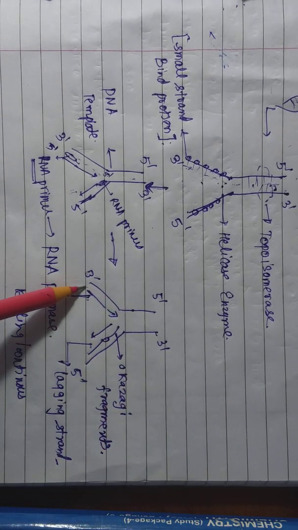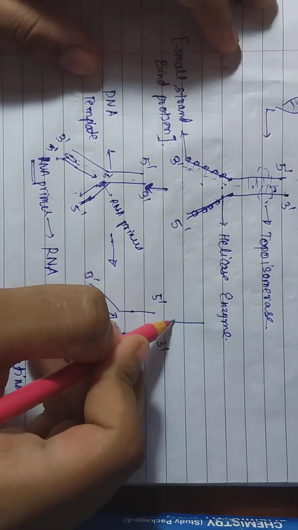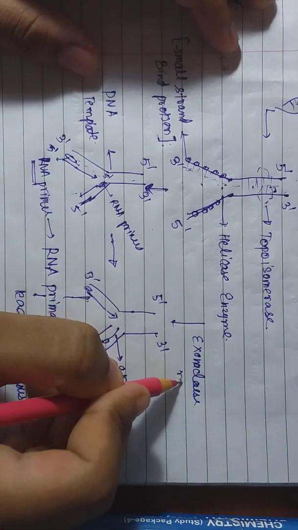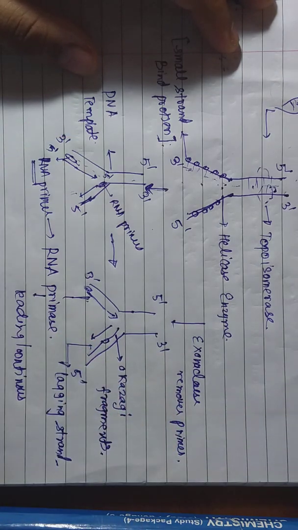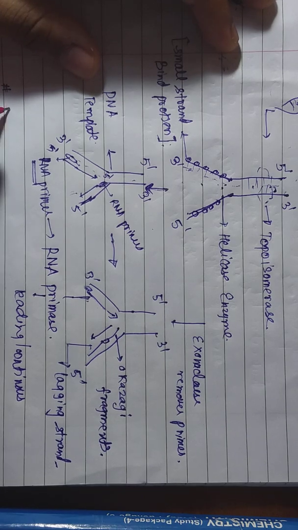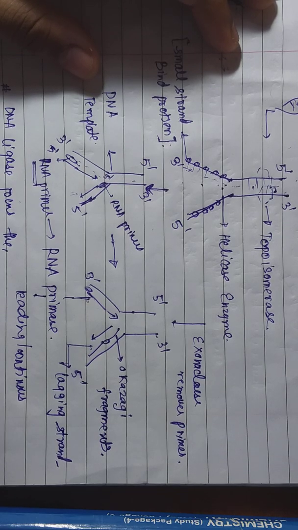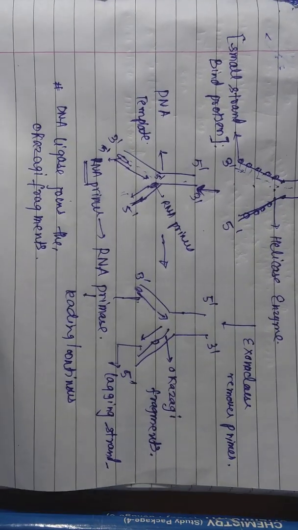Now there will be exonuclease action, which will remove the primers from here. Exonuclease removes primers, and DNA ligase joins the Okazaki fragments. So this is the actual whole scenario.